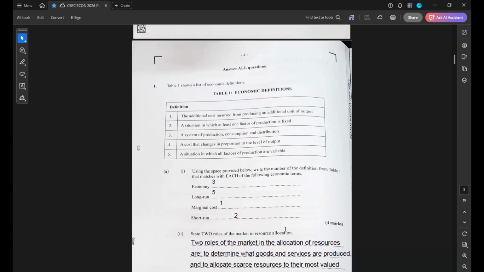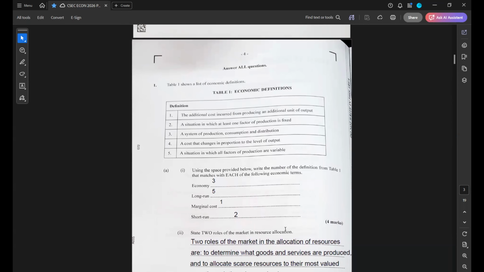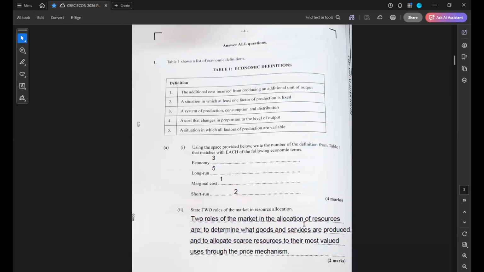Part 2 wants us to state 2 roles of the market in resource allocation or resource sharing. 2 roles of the market in the allocation of resources are to determine what goods and services are produced and to allocate scarce resources to the most valued uses through the price mechanism, or in other words, the forces of demand and supply.